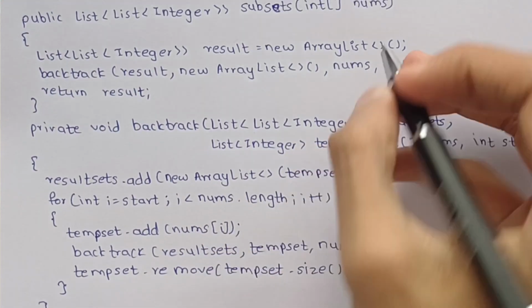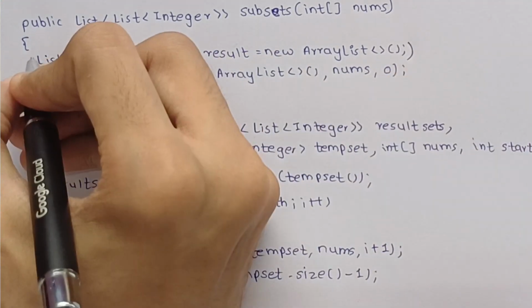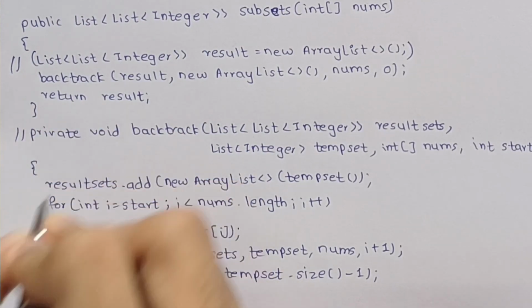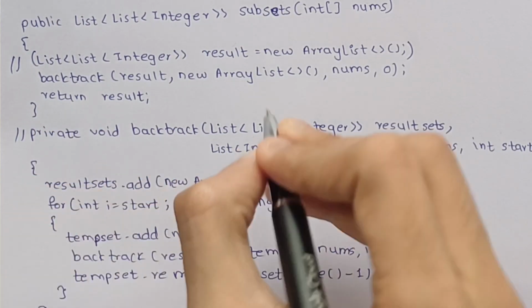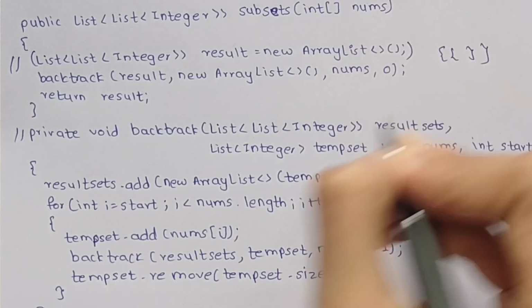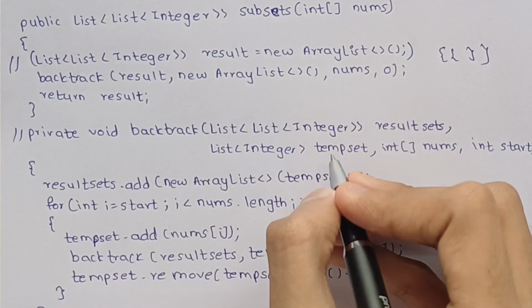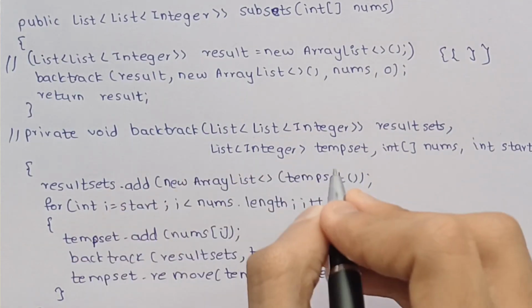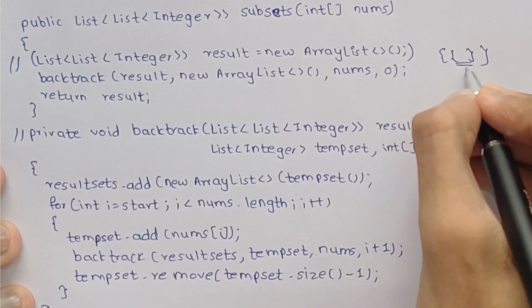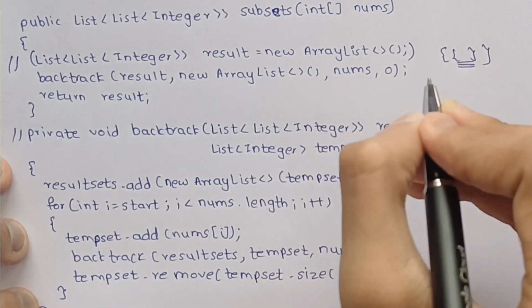So what we will do, simply we will create one array list. First we will create an array list, and we will create the method backtrack, which is private. The result will be a nested array list. We will pass it through this backtrack method, and we will add one more array inside, a nested array list.